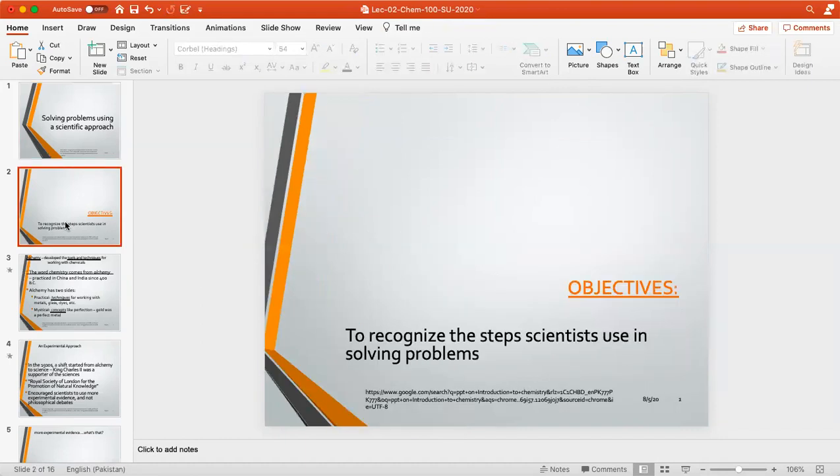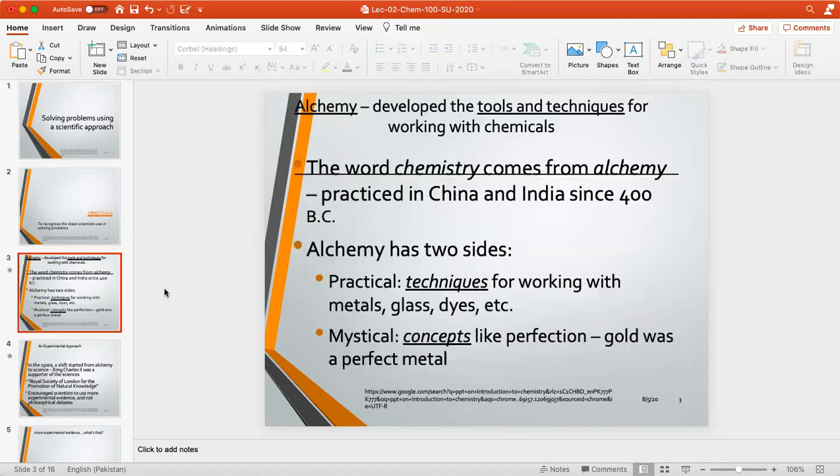So if we go to the objective, the objective is to recognize the steps scientists use in solving problems. So this is the objective of this lecture and the course content. If we move to the next slide, there is the history which is given, and you know the initial terminologies as well as the meaning of all these things.